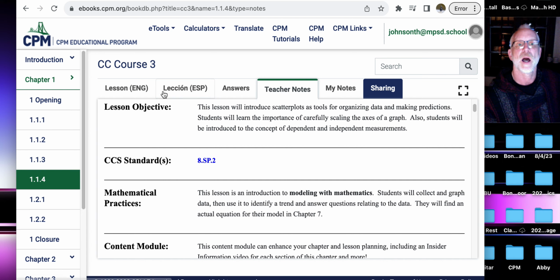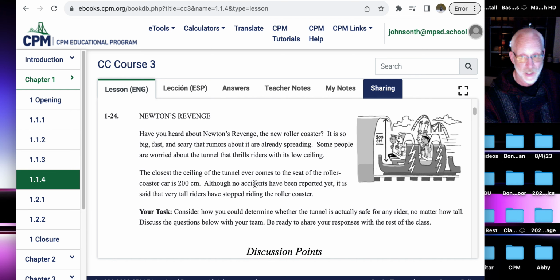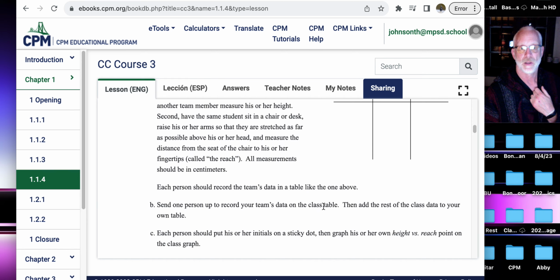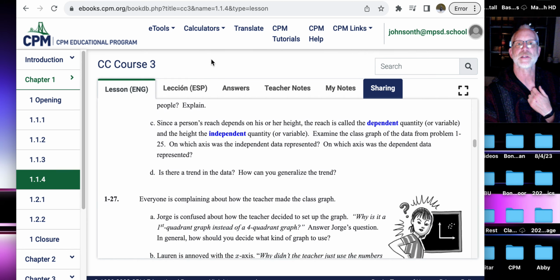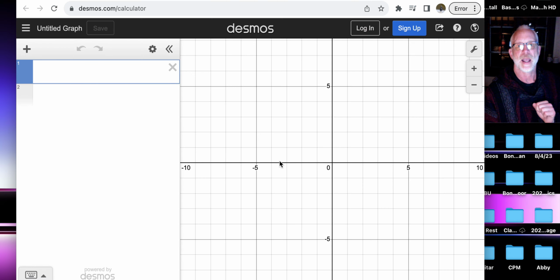Love it. All right. So what we have to do, we talked about Newton's Revenge. The ceiling to the seat of the roller coaster, 200 centimeters. Is this going to be a problem? So we collected your data. And then what we do is we put the student's name and we put their height and their reach. And then what we're going to do is go into something called a graphing calculator. So we're going to go to the Desmos graphing calculator, and I'm going to put the data up and you have to enter the data.